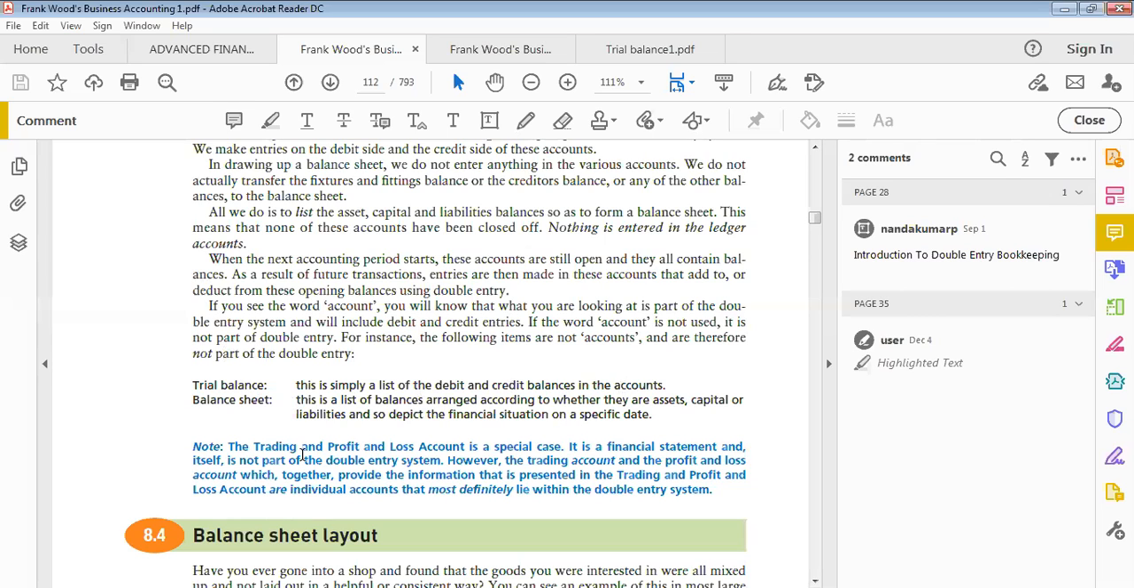The trading and profit and loss account is a special case. It's a financial statement and itself is not part of the double entry system. However, the trading account and the profit and loss account, which together provide information that is presented in the trading and profit and loss account, are individual accounts that most definitely lie within the double entry system. All right? But when they are put together, they are not a part of the double entry system, but when they are separated, they are a part of it. All right?